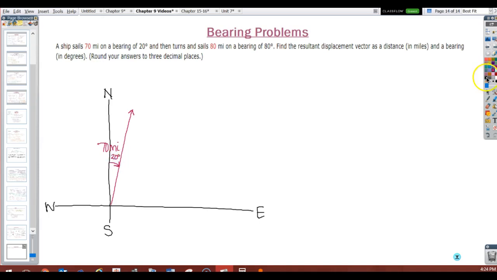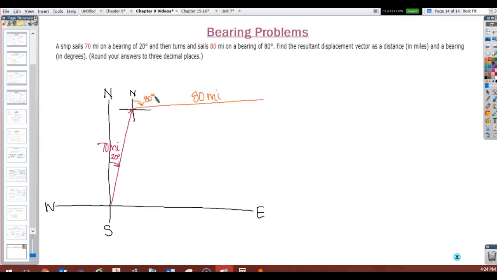Every time you change directions, I want you to draw in a new compass, because now we're going to travel at 80 degrees. And so right here, due east would be 90, so 80 degrees will just be a little bit shy of that. And this time we're traveling 80 miles. And then this is 80 degrees.